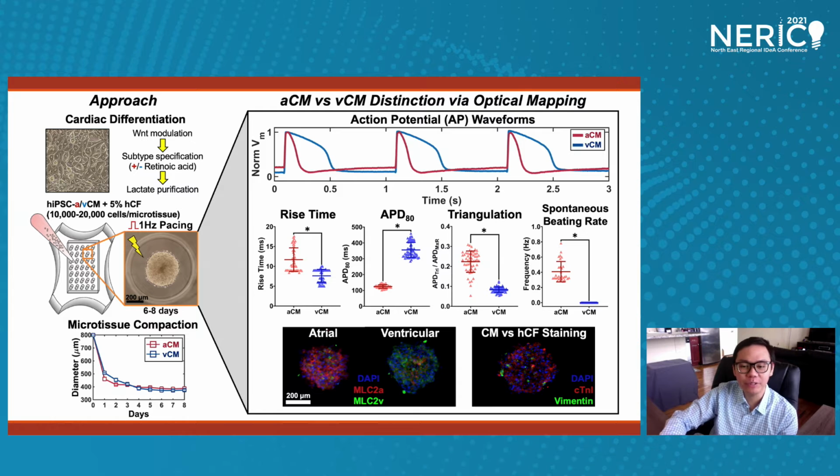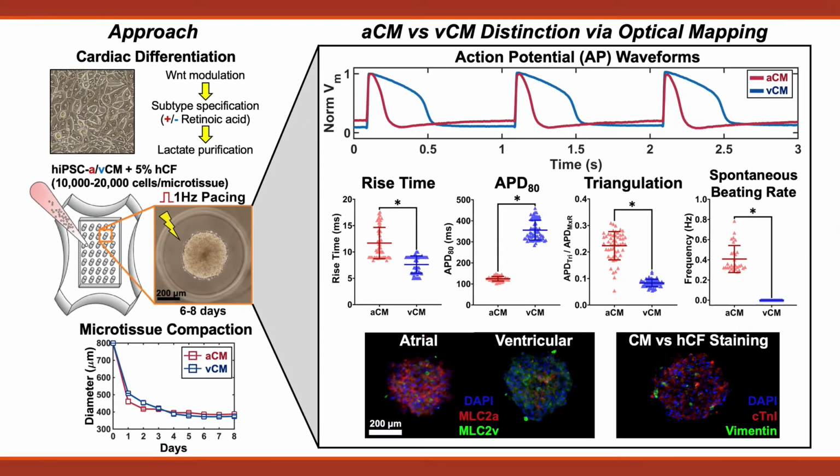Our approach begins with differentiating cardiomyocytes from human-induced pluripotent stem cells by modulating the Wnt signaling pathway. We supplemented retinoic acid to generate atrial cardiomyocytes and employed lactate purification to increase our cardiomyocyte purity. To generate 3D cardiac microtissues, we pipetted a mixture of cardiomyocytes with 5% human cardiac fibroblasts into agarose hydrogel molds with 35 micromolar wells. We then electrically stimulate them under 1 Hz pacing for 1 week as the microtissues undergo significant compaction. Optical mapping was then used to characterize action potential differences.